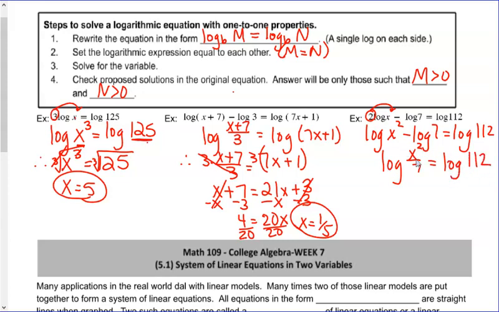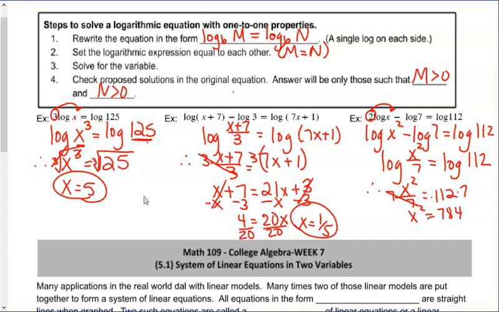And now I have a log on the left, a log on the right. That means I need to now set the expressions equal. So therefore, x squared over 7 has to equal 112. Now, to solve for x squared, I'm going to times by 7 both sides. And when I do that, 112 times 7 gives us a value of 784.